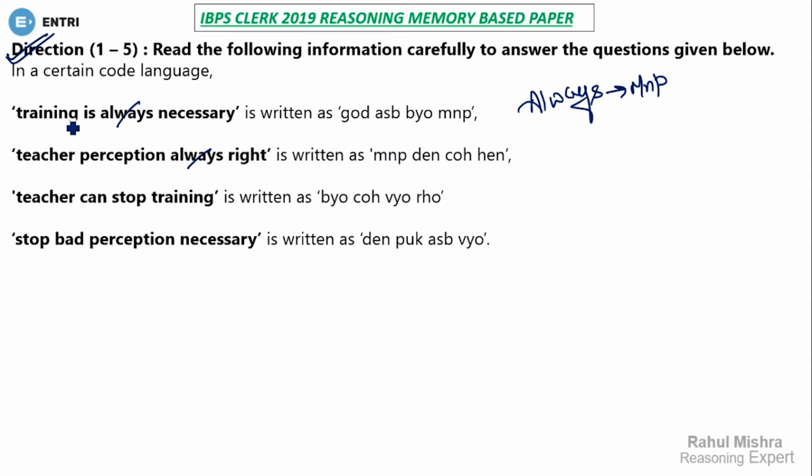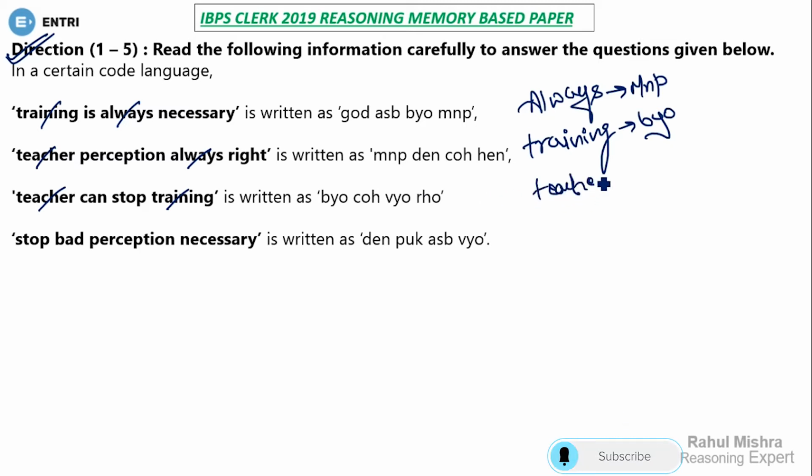By comparing first and third, I can see the common word in both statements is training, and the common code will be BYO. So training is written as BYO. Now compare second with third. Teacher is common in both, and the common code for teacher will be COH. So teacher is written as COH. Let me write it down clearly.